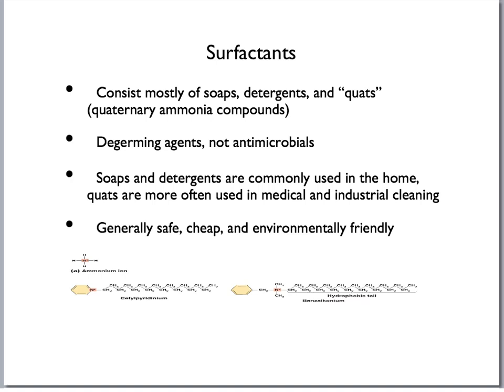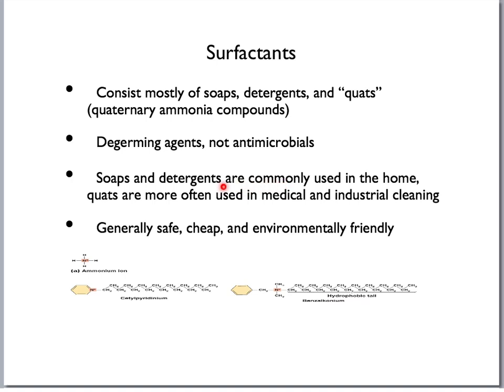So, surfactants consist of soaps, detergents, and quats, which are quaternary ammonia compounds, but we're just going to call them quats from now on. Soaps and detergents you're probably familiar with, and they're very similar. Detergents are a type of soap. The detergents specifically have a positive charge on their head group. These are degerming agents. They are not antimicrobials. They do not kill bacteria. They do not prevent bacteria from growing. What they do is they remove bacteria from surfaces.